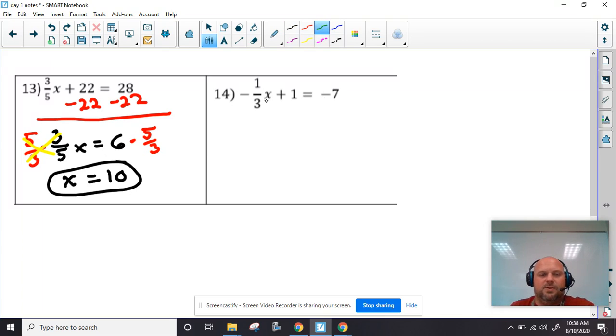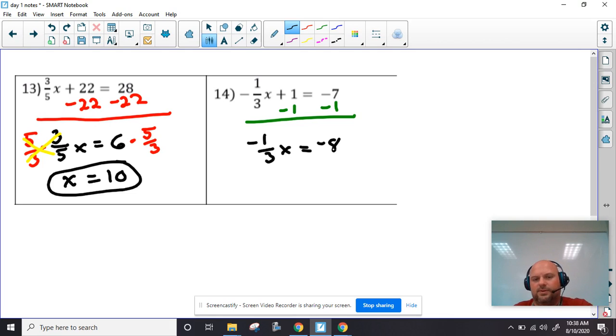Now, I didn't mark the variables, but you can if you need to. Subtract 1, subtract 1. Okay, I have 1/3 x equals, this is going to be negative 8. Again, if you don't understand how negative 7 minus 1 is negative 8, use your calculator.